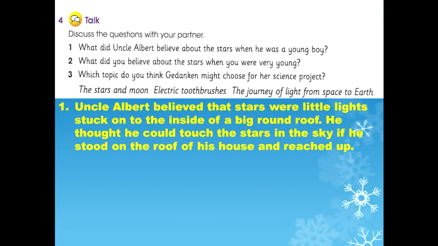Okay, actually, Uncle Albert believed that the stars were little lights stuck on the inside of a big round roof. He thought he could touch the stars in the sky if he stood on the roof of his house and reached up.